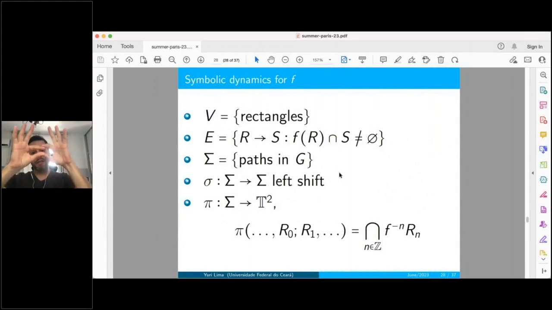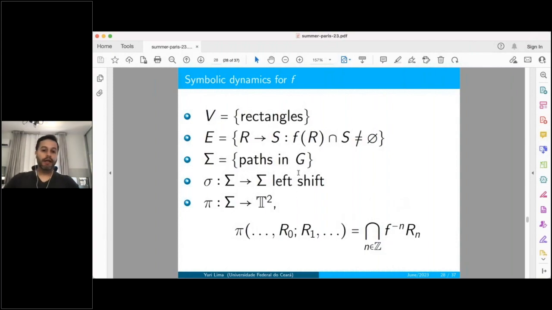Mathematically, you are just getting a sequence, which is indexed by Z, and you are moving the sequence one unit to the left. Very simple. And although it's very simple, it still allows us to represent all trajectories of our cat map.